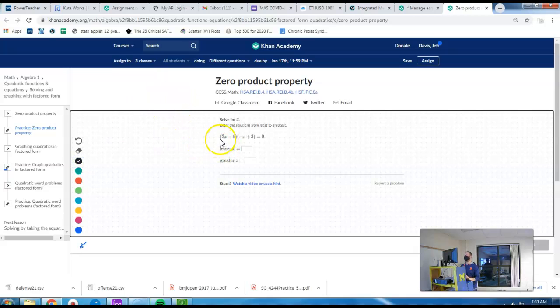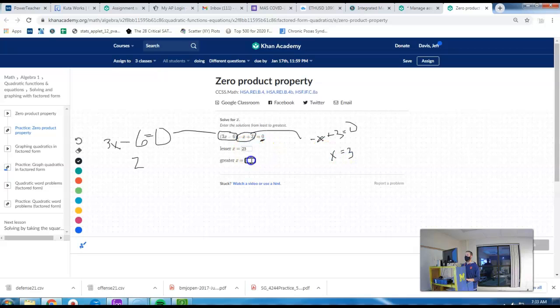So, zero product property. This is the idea that when you get these 2 factored pieces, if they're both equal to 0, that's what's called the zero product property, you can set those 2 pieces separately equal to 0 and solve. So I'm going to take this 3x minus 6, set that equal to 0, and solve that, I'm going to get 2. And then take this piece, negative x plus 3 equals 0. If I solve that, it will give me negative 3. No, 3. So the lesser one's 2, and the bigger one's 3. But the main idea is this separating the pieces.